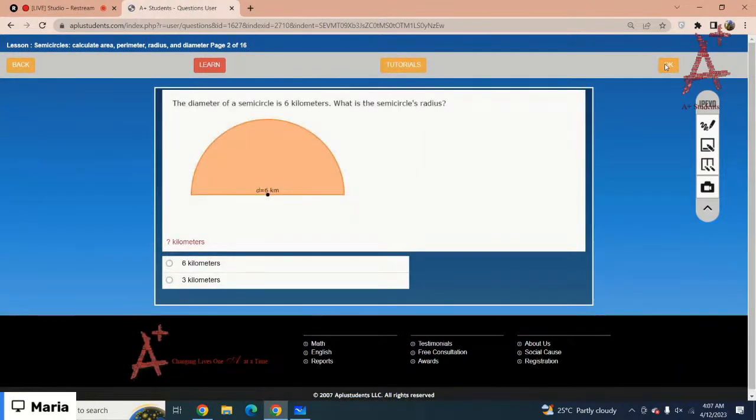Okay, the next one is, the diameter of the semicircle is 6 kilometers. What is the semicircle's radius? You have to calculate the radius. How do you calculate the radius? The radius is exactly half of the diameter. Got it?